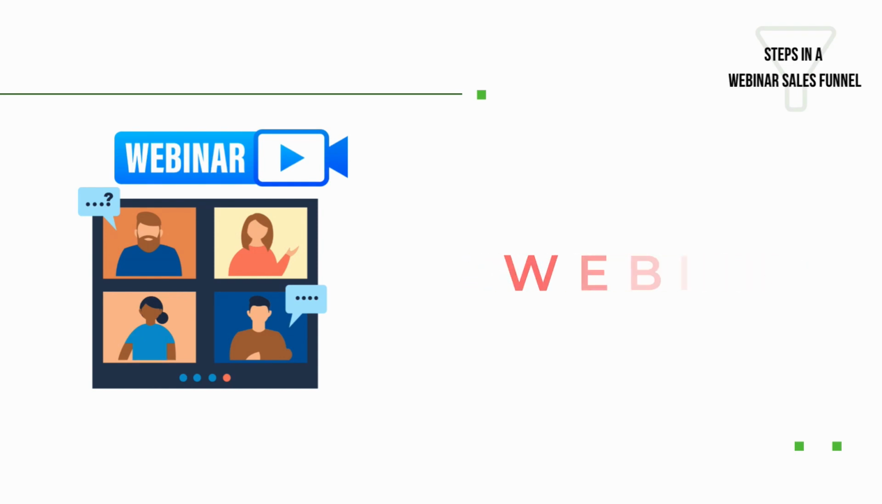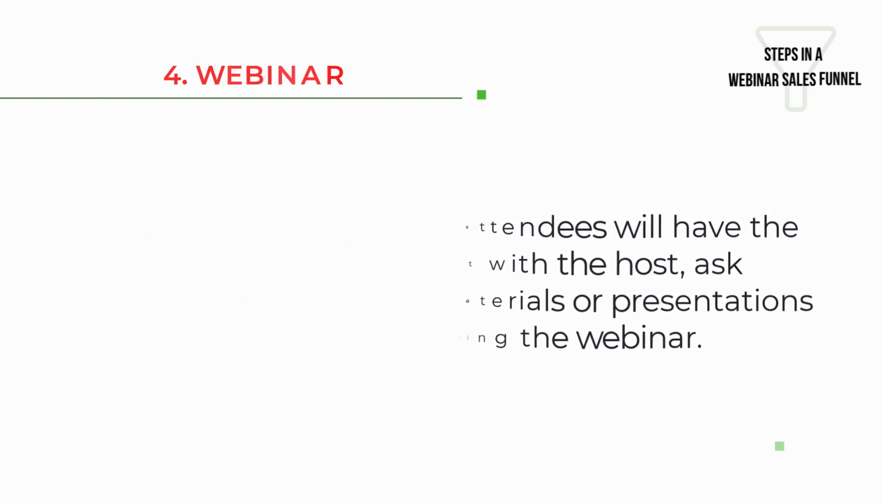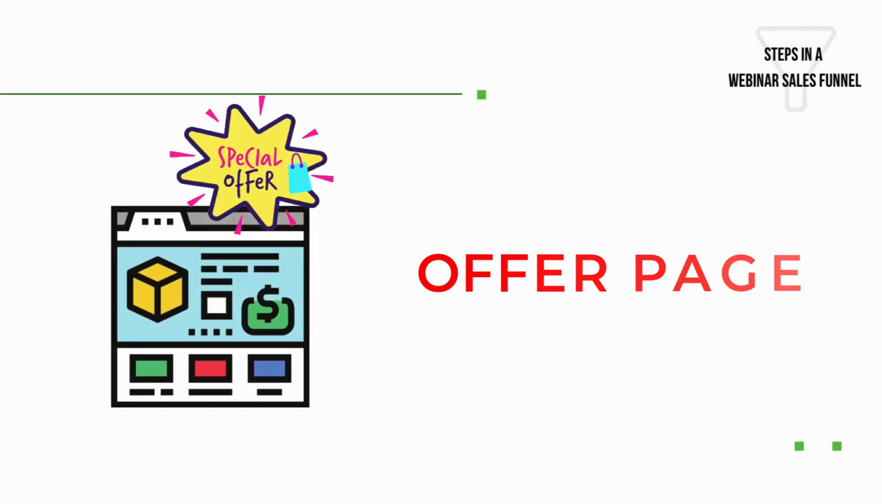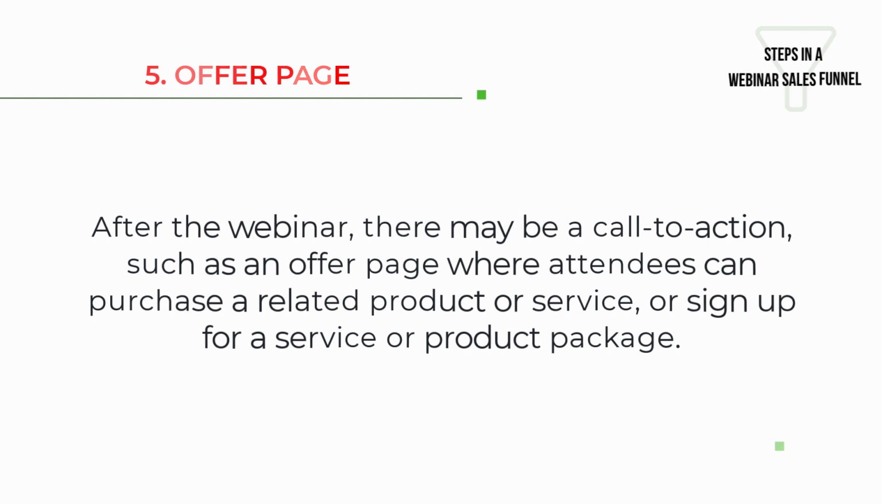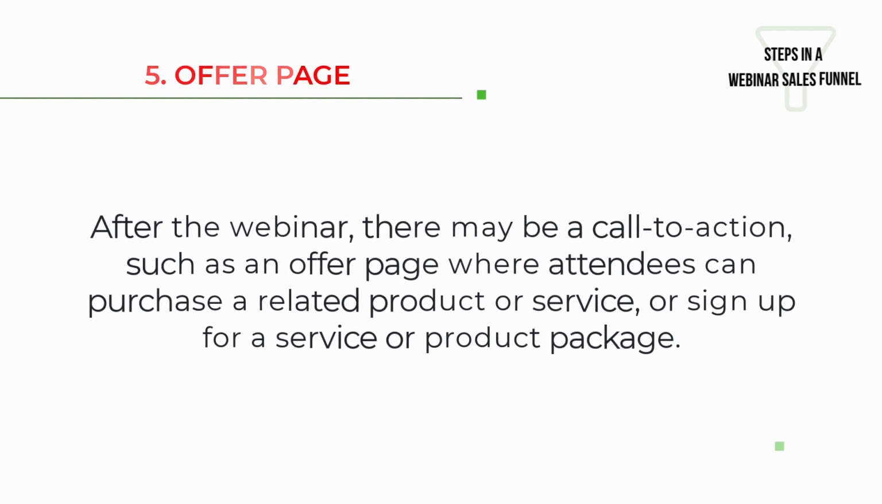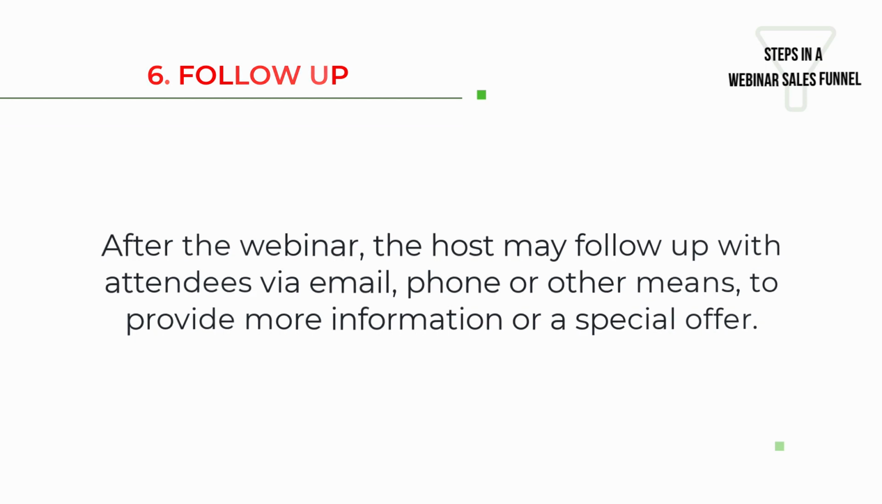Number 4, webinar. The webinar itself, where attendees will have the opportunity to interact with the host, ask questions, and view any materials or presentations that are shared during the webinar. Number 5, offer page. After the webinar, there may be a call to action, such as an offer page where attendees can purchase a related product or service, or sign up for a service or product package. Number 6, follow-up. After the webinar, the host may follow up with attendees via email, phone, or other means to provide more information or a special offer.